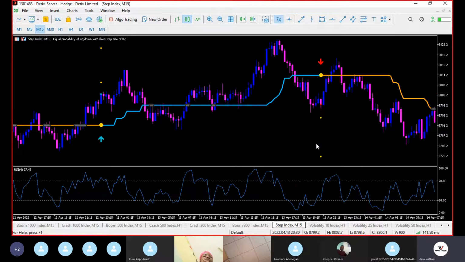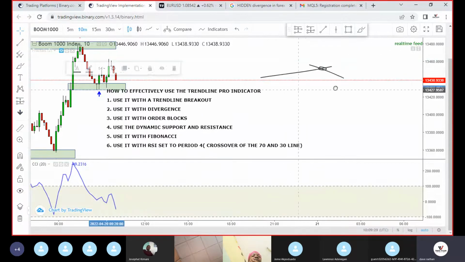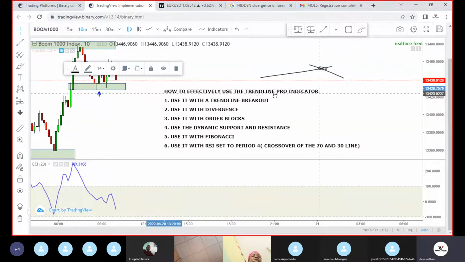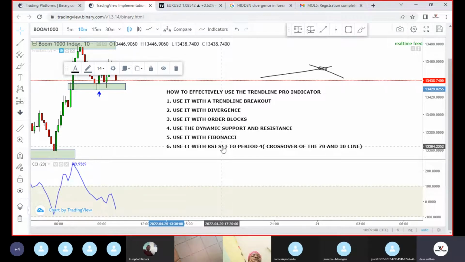So, guys, this is good. And which other one have we not spoken about? Let me see. Let's share. Okay, we have not spoken about Fibonacci. We have spoken about trend line break. We have spoken about divergence. We did a little about order blocks. We have spoken about the dynamic support and resistance. We have spoken about RSI set to period 4.